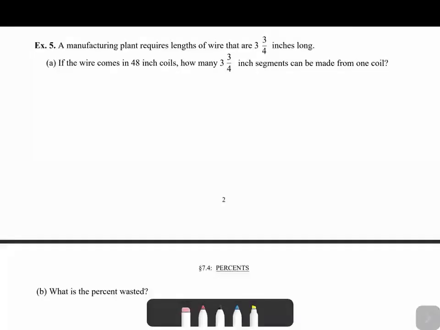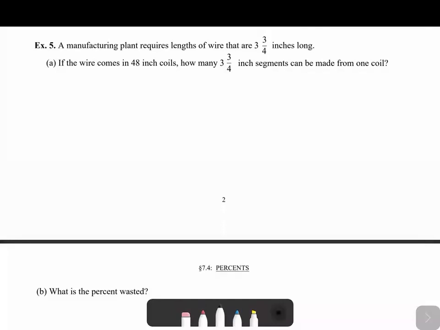Hi everyone, this is the third video for section 7.4 on percents. So we're about to start example 5, which is a very long example with a lot of parts. And like I mentioned at the end of the last video, it combines a lot of the concepts that we've gone over so far. So it's a really nice problem to review things that you may have either gotten wrong on a previous exam or forgotten about.